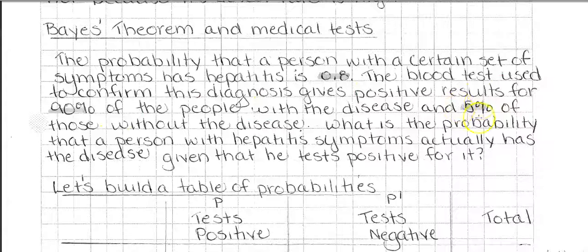It gives a positive result for 5% of the people without the disease. This is called a false positive. And while it's unnerving as a patient to get a false positive result, it's not dangerous. Okay? So again, what's more dangerous is a false negative, namely that the test does not pick up the disease when you really have it. Let's take a look at a table that we can build from this information.